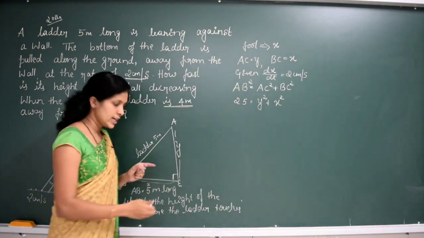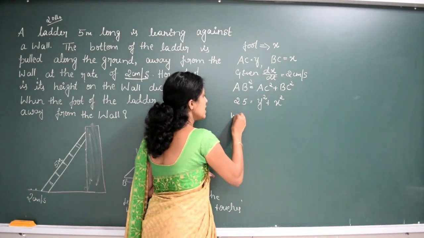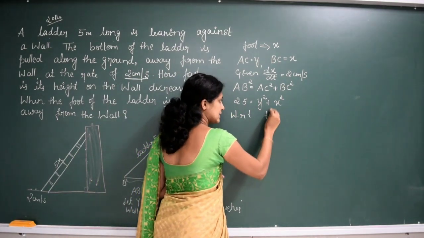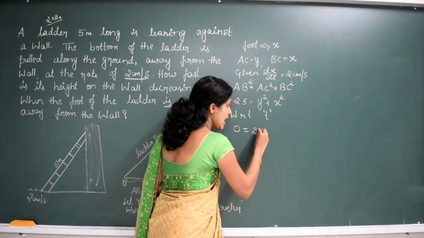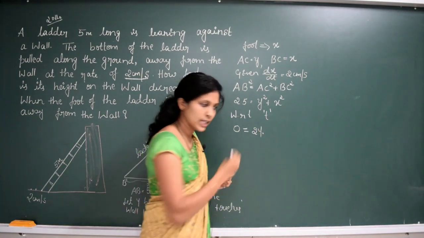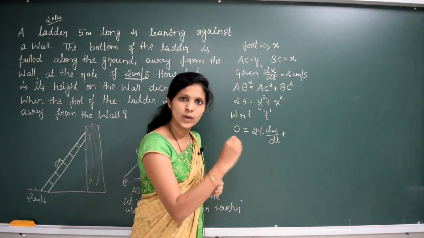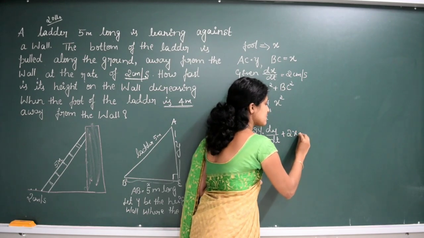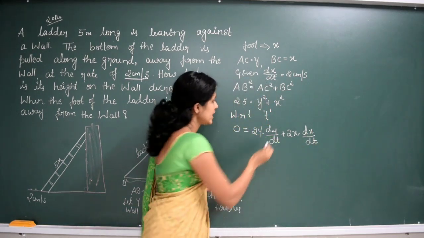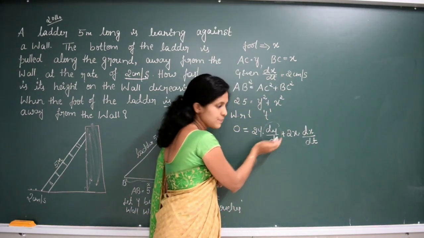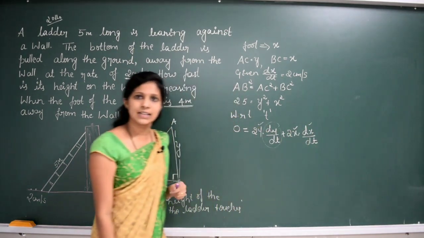Now what do you have to find? Rate of change of this height with respect to time, right? We will differentiate this with respect to time. Differentiate with respect to t. Now derivative of 25 will be 0. So y square gives 2y, differentiating with respect to t, so this will be dy by dt, plus derivative of x square will be 2x, differentiating with respect to t, so this will be dx by dt. Is it clear? What we have to find? dy by dt. To find dy by dt, we need the value of x and the value of y, and the value of dx by dt is already given.